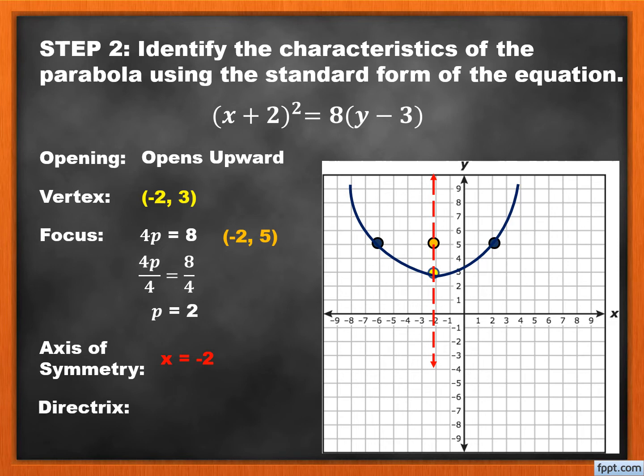How about the directrix? Remember that the directrix is always the same distance from the vertex as the focus. Since from vertex to focus we have 2 units, then we also move 2 units downward from the vertex, and that is this line. Since it is a horizontal line, it is always in terms of y. So identify where the line passes through our y-axis, and that is +1. Therefore, our directrix is y equals 1.